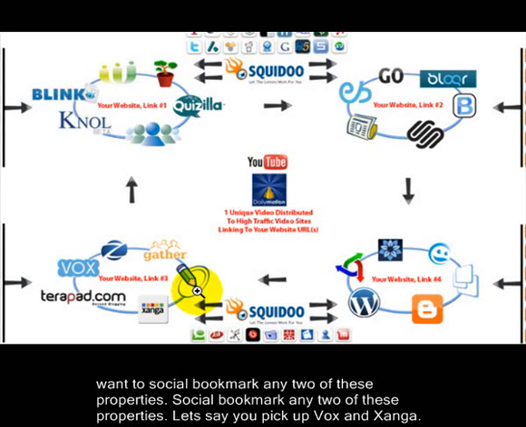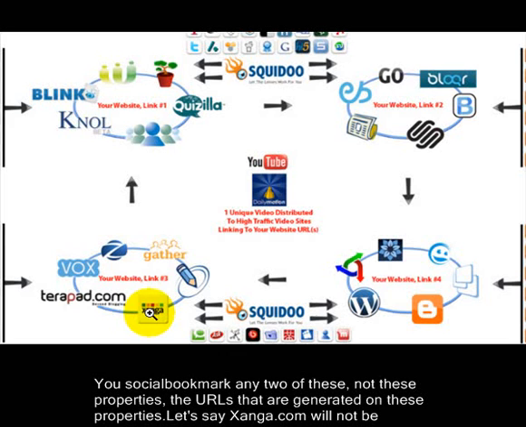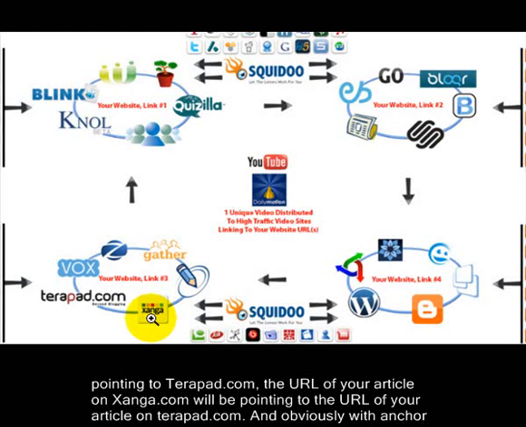Social bookmark any two of these. Let's say you pick out Box and Zanga, okay? You social bookmark any two of these, not these properties, the URLs that are generated on these properties. So Zanga.com will not be pointing to terapad.com. The URL of your article on Zanga.com will be pointing to the URL of your article on terapad.com, and obviously with anchor text.